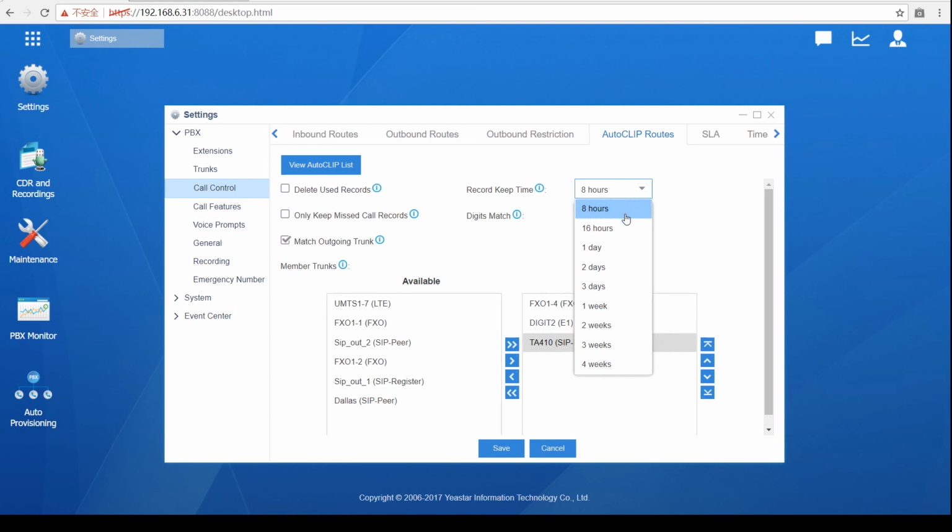And here we have record keep time. That means how long the system will keep the record. So let's put in 3 weeks. That means if the callers call back within 3 weeks, then this call will be sent directly to your extension. And here we have match outgoing trunk. That means only if the caller calls back on the same trunk that you called him with will AutoClip be triggered. Otherwise, no AutoClip. So these are ways for you to more efficiently decide if you want to use these features. Okay, so this is AutoClip.